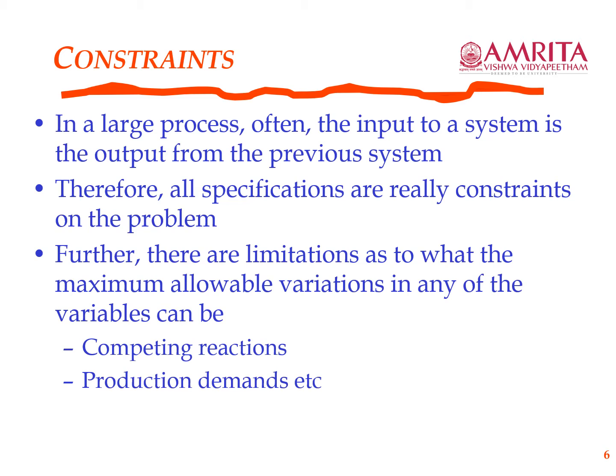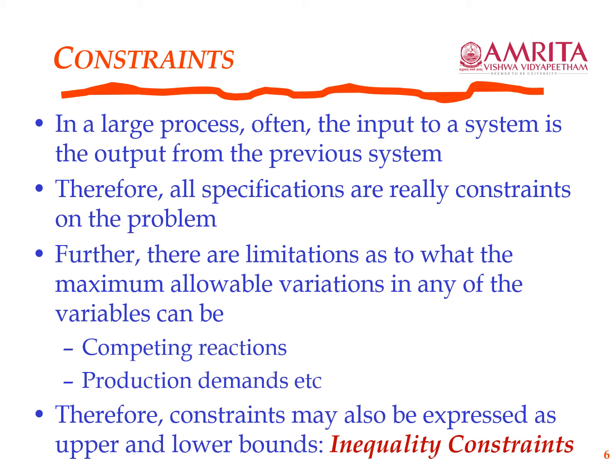And this could also result from competing reactions. So when you have multiple reactions that take place, you don't want to allow the conversion of a secondary reaction to exceed beyond a certain point. And you will have certain production demands that will say suddenly you may have to produce a little bit more or a little bit less. All of these constraints may end up getting expressed as upper and lower bounds on variables. And these bounds are all inequality constraints.